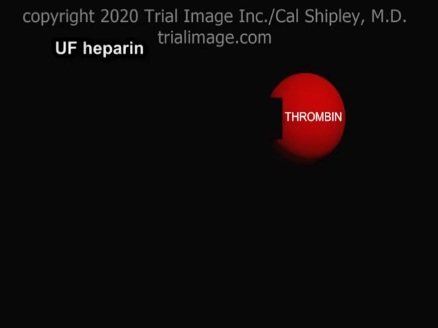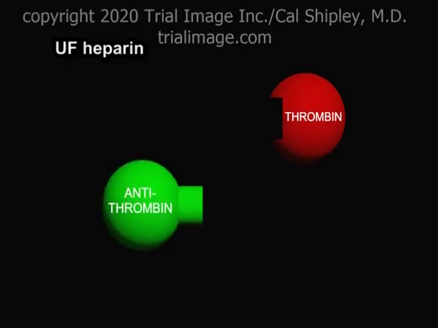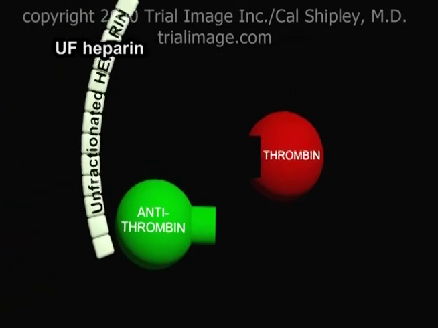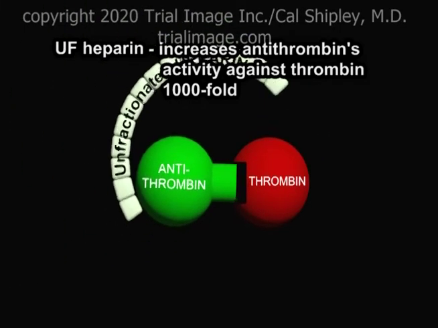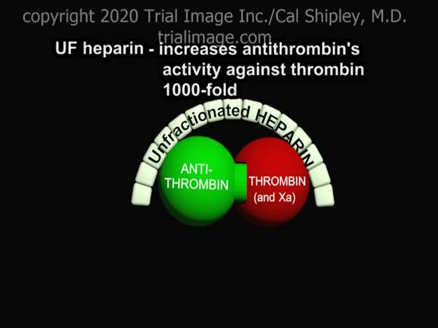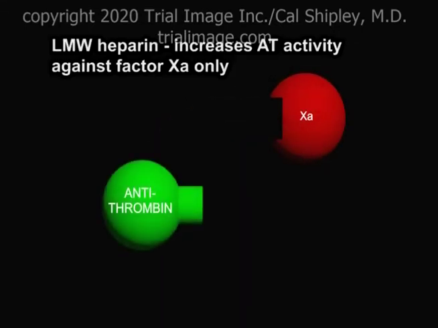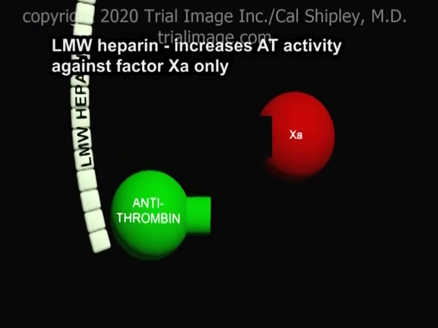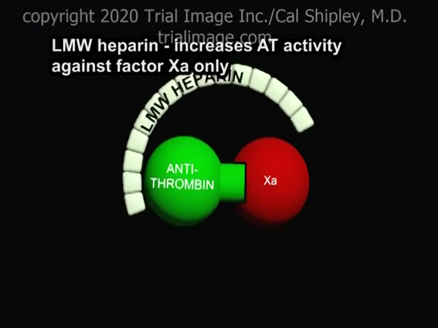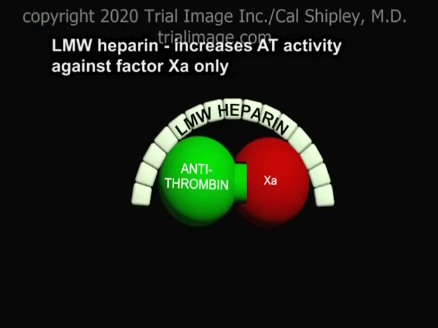Unfractionated heparin binds not directly to thrombin, but rather to antithrombin, a protein which is capable of inactivating both thrombin and factor Xa. This binding increases antithrombin's activity against thrombin 1,000-fold and provides a similar boost in activity against factor Xa. Low molecular weight heparin also binds to antithrombin, but increases its activity against factor Xa only.